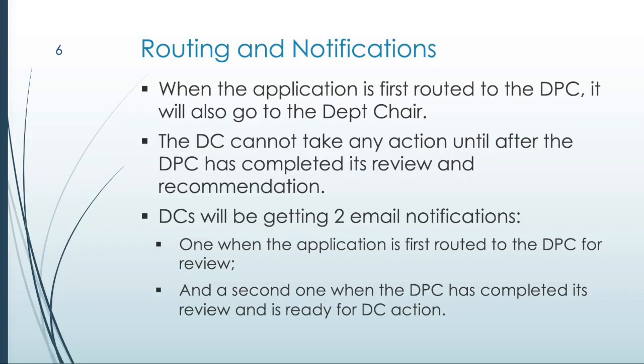Now we're going to go over some miscellaneous items to note as you go along through the process. When the application is first routed to the DPC, it also goes to the department chair simultaneously, so the department chair can get a head start in reading these, since they often have so many to review in only a limited amount of time. The department chair, however, cannot take any action until the DPC has completed their level of review and recommendation. So department chairs will be getting 2 emails, one when it's at the DPC level for review, and a second one when they have completed their review and it's ready for the department chair review.